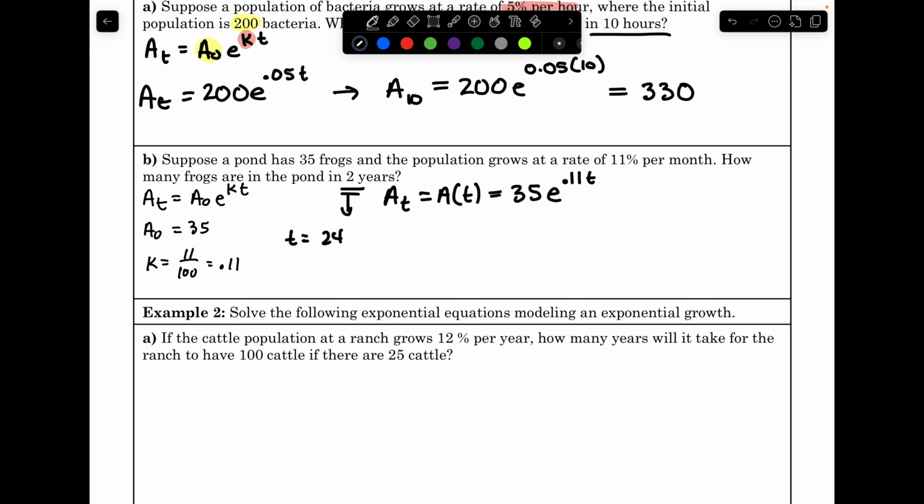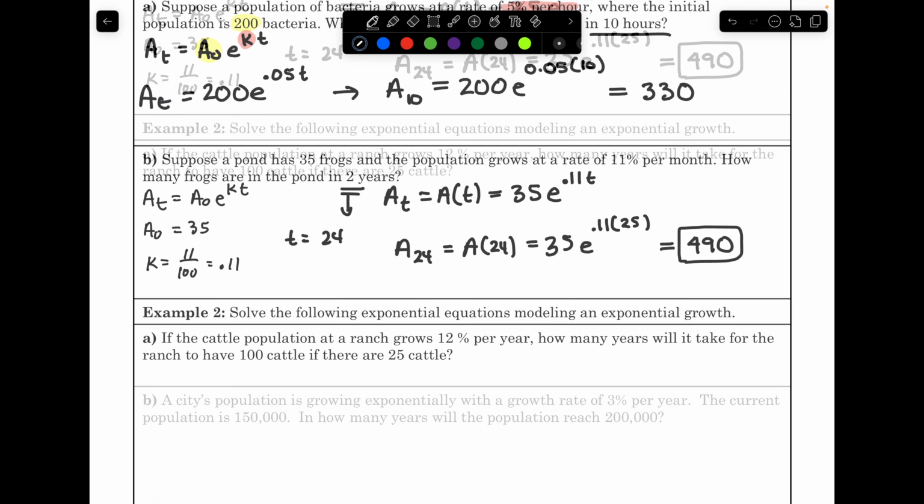So for t, we're going to use 24. We're trying to evaluate A when t is 24, and whether I write it like this or like this, it means the same thing. So putting in the number 24, and I'm going to do this off screen, 35 times e to 0.11 times 24, just like I did the other example, that's going to end up equaling a total of 490. And again, I rounded my answer to the nearest whole number.